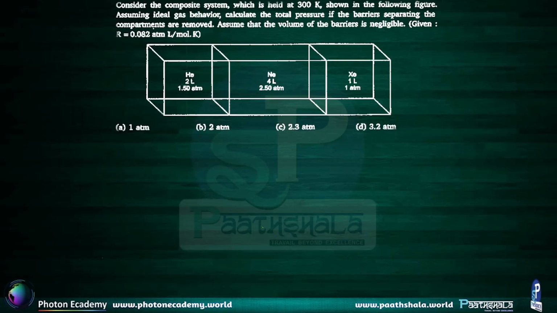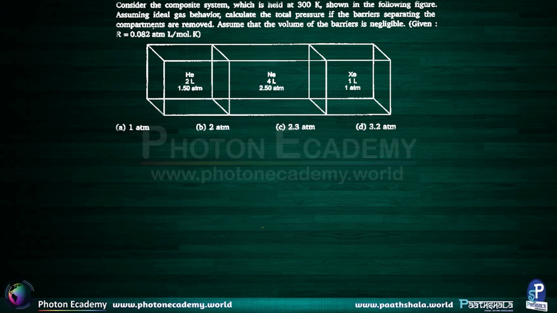Consider the composite system, which is held at 300 Kelvin, shown in the following figure. Assuming ideal gas behavior, calculate the total pressure if the barriers separating the compartments are removed. Assume that the volume of the barriers is negligible. Now, R is given to be 0.082 atm liter per mole Kelvin.